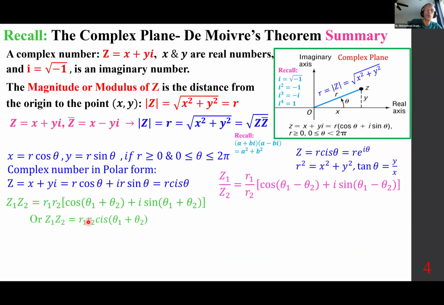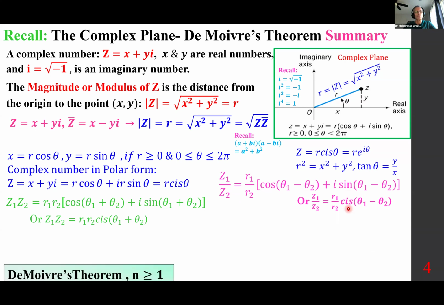Division. If I want to divide z1 by z2, and if I go with the polar format, I divide r1 by r2 and cosine of their difference in argument, cosine of theta 1 minus theta 2, i sine of theta 1 minus theta 2, or simply r1 over r2 cis, which is the shorthand notation, theta 1 minus theta 2.